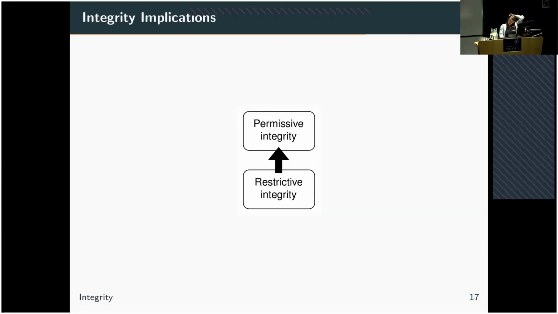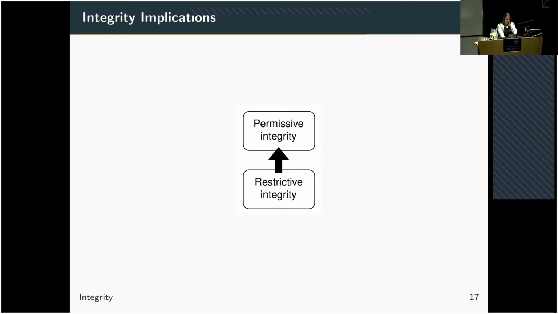The integrity definitions as well are connected to each other. This is also one obvious thing to see, that restrictive integrity implies permissive integrity. Because if no values at all are allowed to change in the memory contents, then we also know that we are actually acquiring the contents that were existent in memory at time tau.